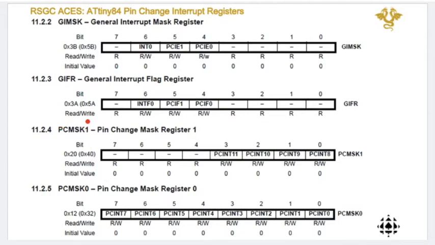PC mask 1, or pin change mask register 1, it's a pretty long name, is for port B. I use port B pin 0, also known as PC int 8. Meanwhile, on port A, or pin change mask register 0, I use all of the interrupts from 0 to 2. These serve for the A, the B, and the encoder button, all coming from the rotary encoder.